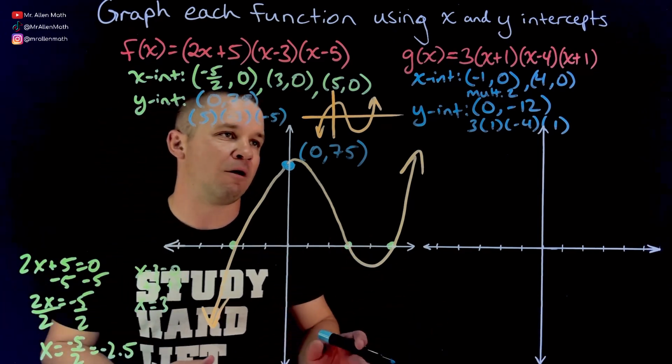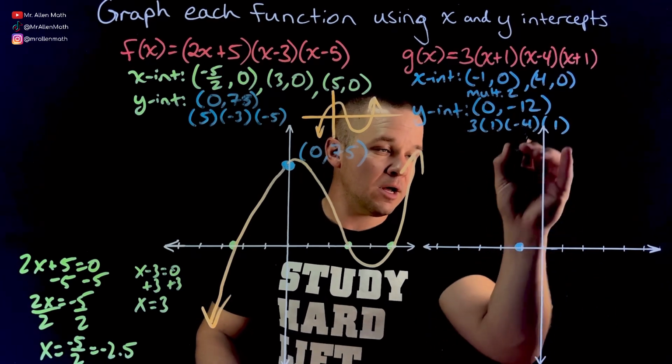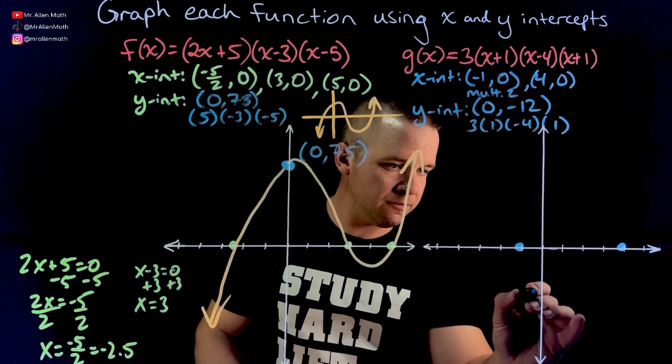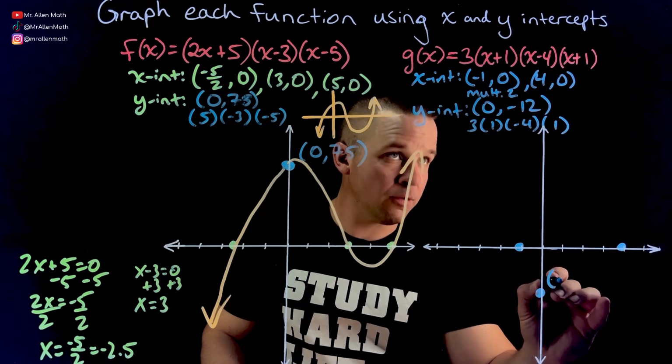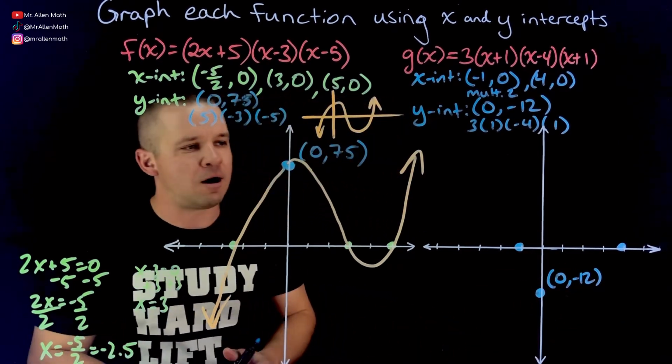So let's plot all of these because I kind of just did everything and didn't plot it. I've got -1, 0. I have 4, 0, 1, 2, 3, 4. And we have 0, -12. I'll just put that right here. And I will do the ordered pair like so. 0, -12. Beautiful. All right.